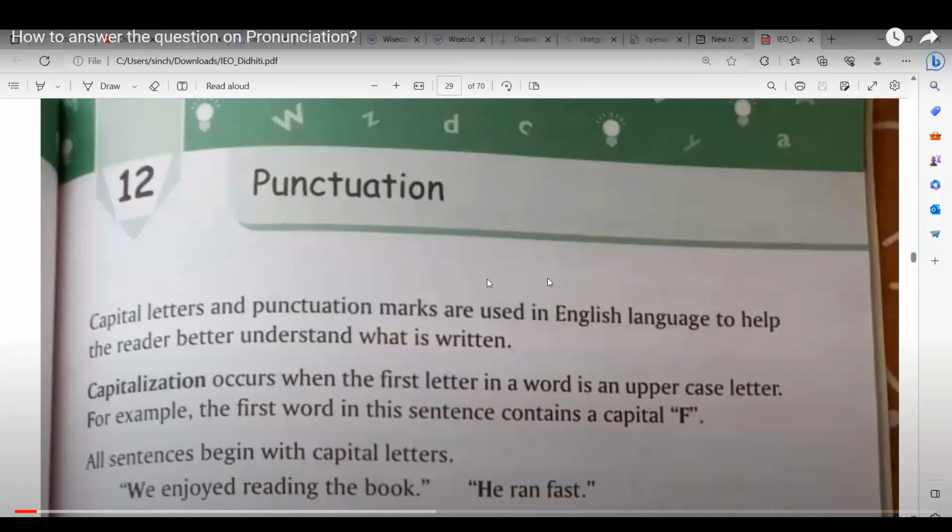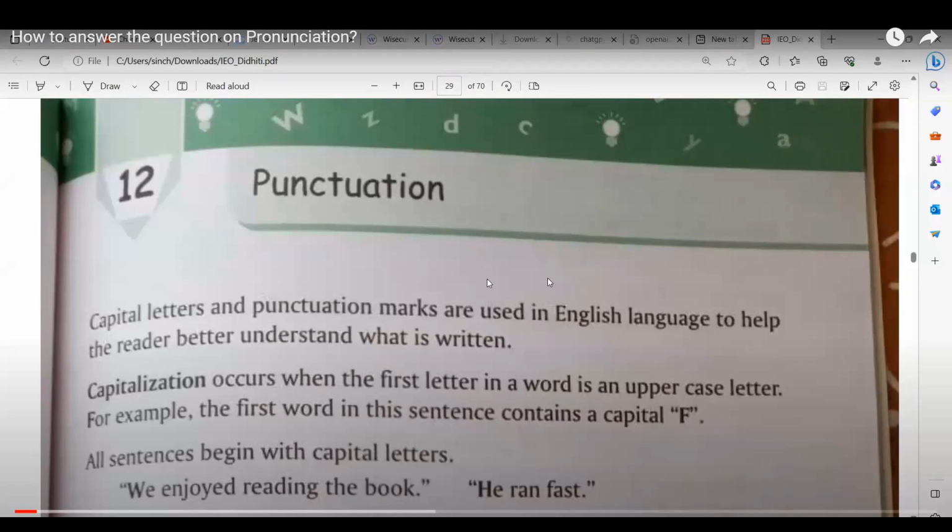Capital letters and punctuation marks are used in the English language to help the reader better understand what is written. Capitalization occurs when the first letter in a word is an uppercase letter. For example, the first word in this sentence contains a capital T. All sentences begin with a capital letter.